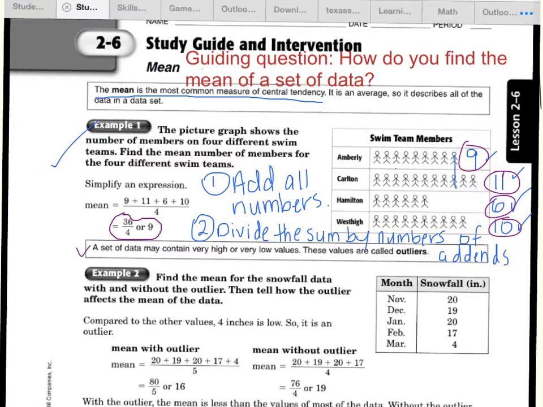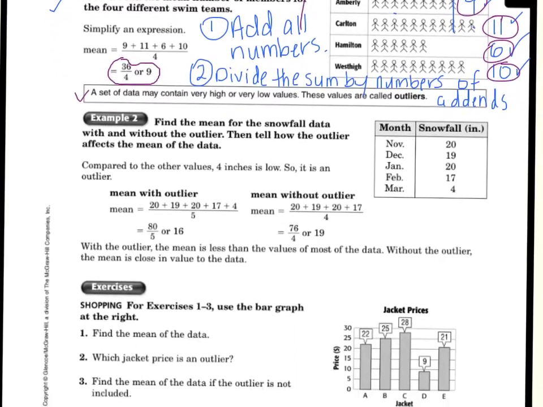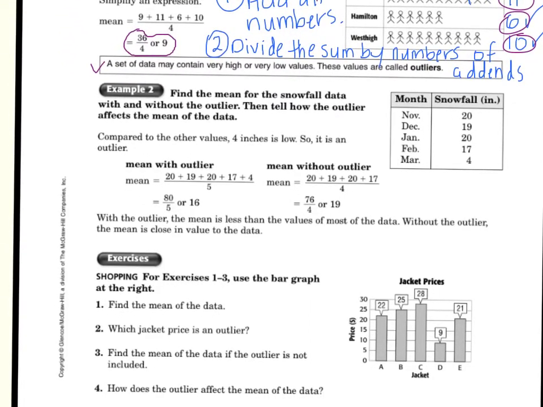Right here, a set of data may contain very high or very low values. These values are called outliers. It's the number that doesn't really go with all the others. So when we look at number 2, it's going to include an outlier. Find the mean for the snowfall data with and without the outlier, then tell how the outlier affects the mean of the data. So we would add all these numbers together.